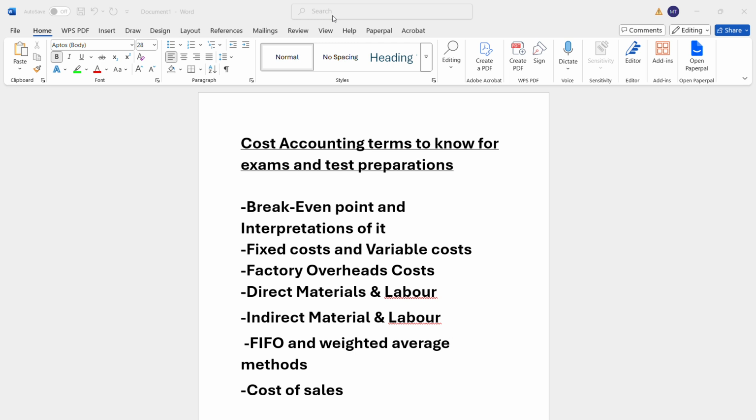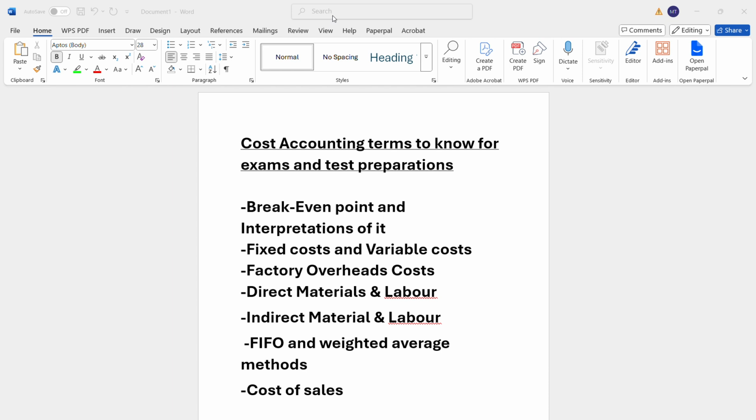Hope you are doing good, and today we'll be focusing on the cost accounting terms which you need to know for the exams and test preparations. These terms are very important because they will help you get higher marks, get almost everything, or everything correct if possible. You also have to know how to interpret them correctly.